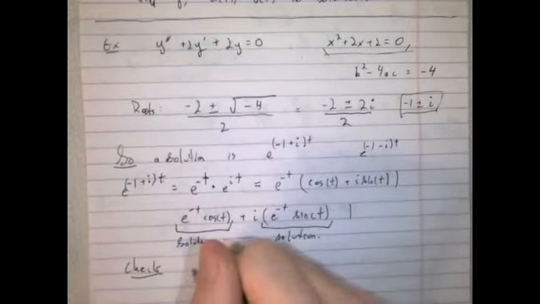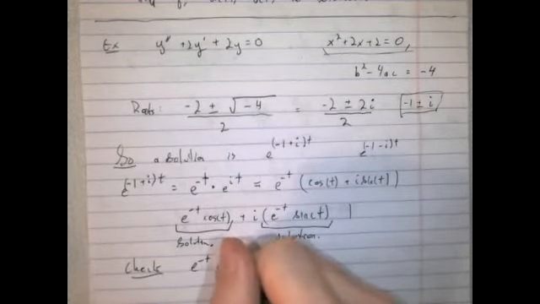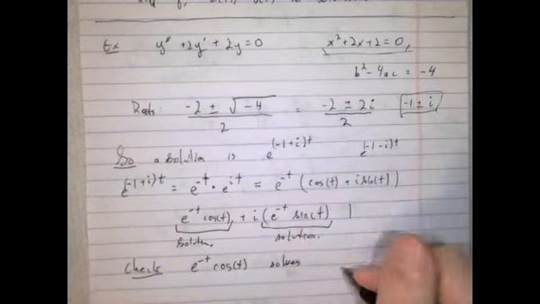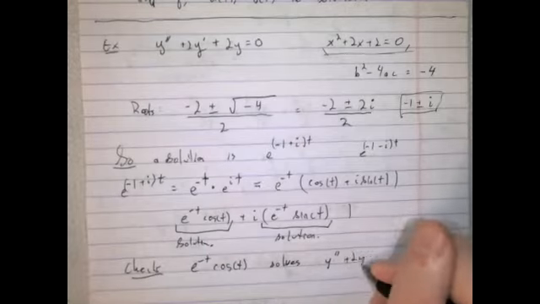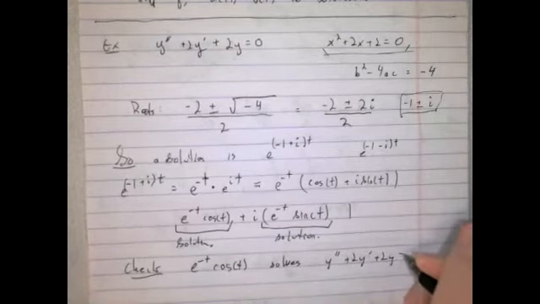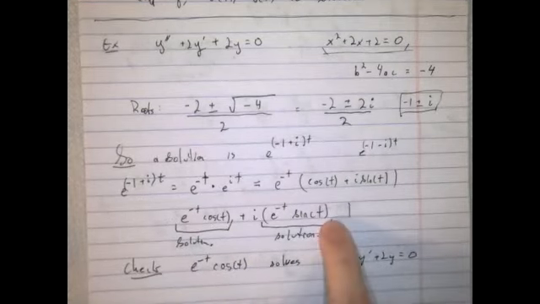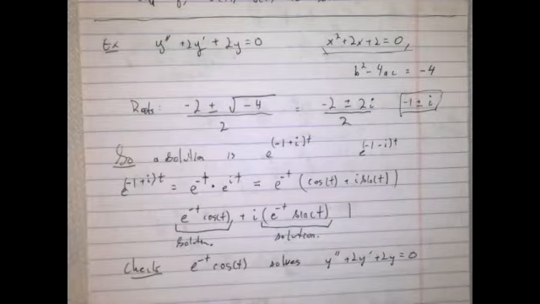So check that e to the negative t cosine of t solves y double prime plus 2y prime plus 2y. So just check this really quick. Maybe some people should check this one and some people should check this one. It's just a good exercise. We talk about these theorems, but it's good to actually check that they hold in practice.